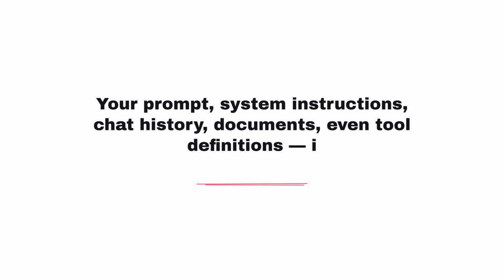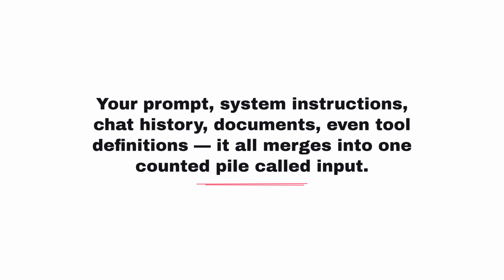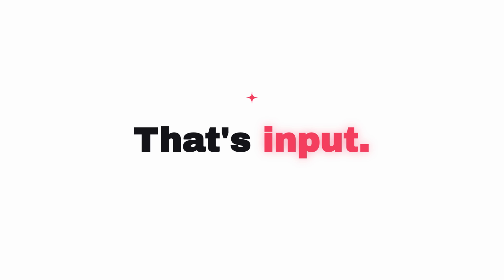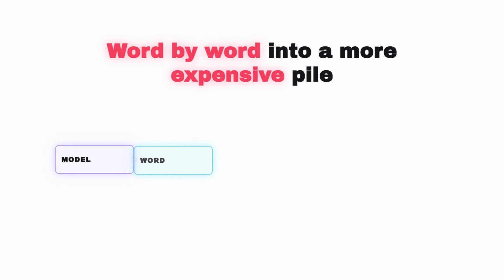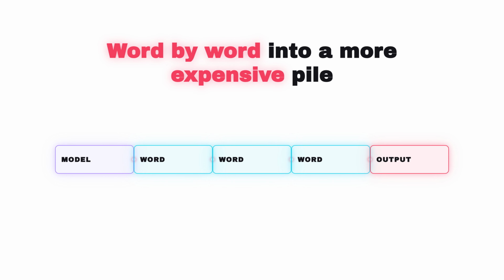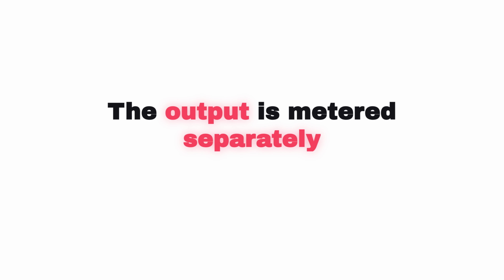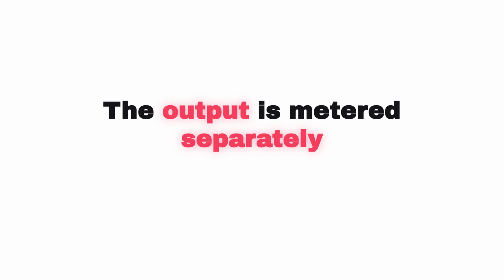Your prompt, system instructions, chat history, documents, even tool definitions, it all merges into one counted pile called input. That's input, everything you hand the model before it says a word back. The model thinks, then writes its answer word by word, and every one of those words lands in a separate, more expensive pile. The output, what comes out, is metered completely separately from what went in.